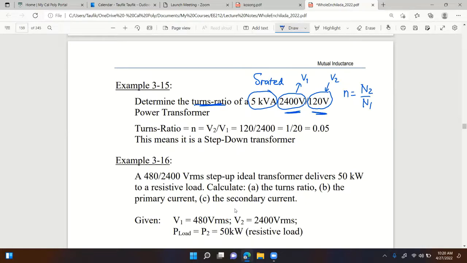They're not given. But luckily, we know that N is also equal to V2 over V1, right? Which is also equal to I1 over I2. So depending on which ones are given in the problem statement, you can use either currents or voltages to find the turns ratio. You don't have to know the number of turns. So here, I know V1 and V2, V2 being 120, and V1 being 2400. Therefore, the turns ratio is 1 over 20, or 0.05. And as I said earlier, this is a step down. Any questions?